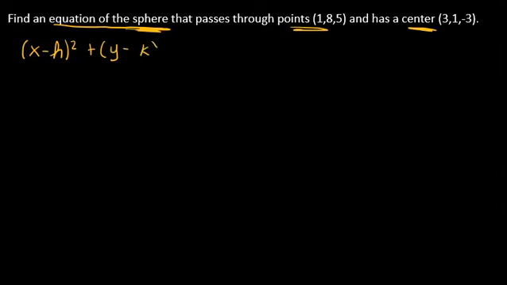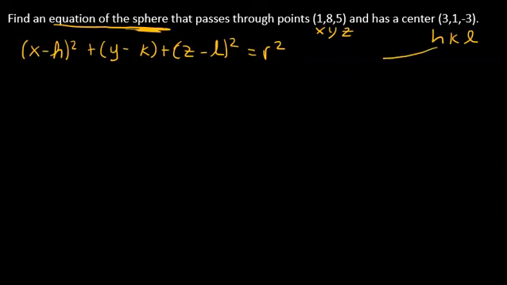(x − h)² + (y − k)² + (z − l)² = r². These are parentheses. So let me erase this little bit right here. With points, it's going to be X, Y, Z, like it's always been in all the stuff you've done in the past. With the center, it's going to be H, K, and L. All we're doing is plugging these in. That's it. We're just doing a plugging-in method.